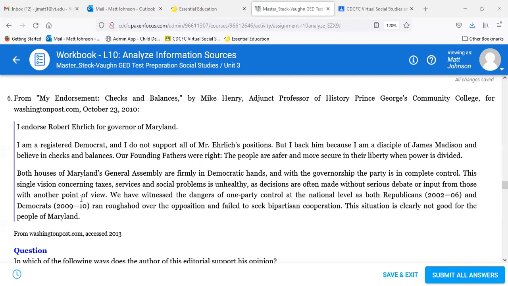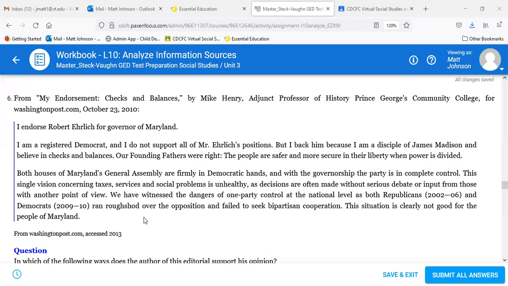We have witnessed the dangers of one-party control at the national level, as both Republicans, 2002 to 2006, and Democrats, 2009 to 2010, ran roughshod over the opposition and failed to seek bipartisan cooperation. The situation is clearly not good for the people of Maryland.